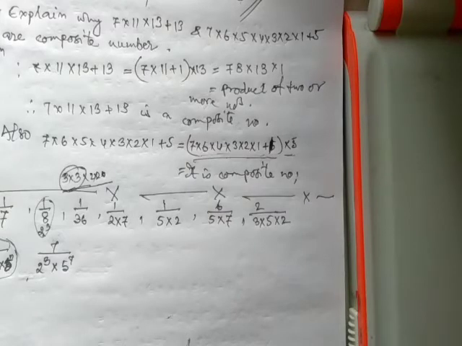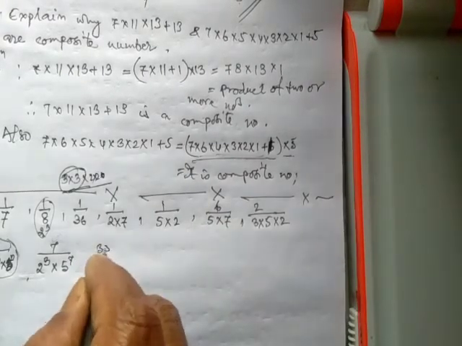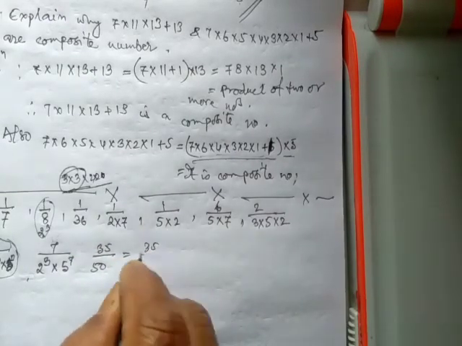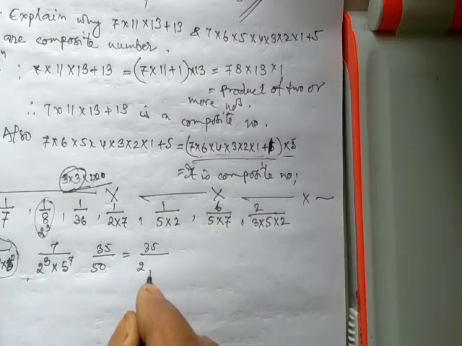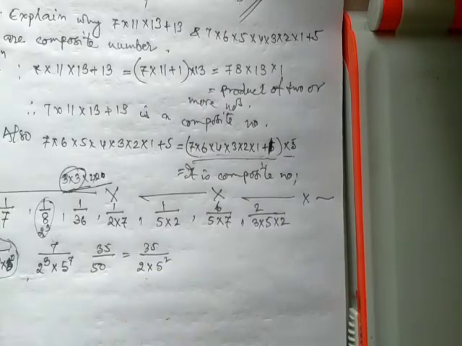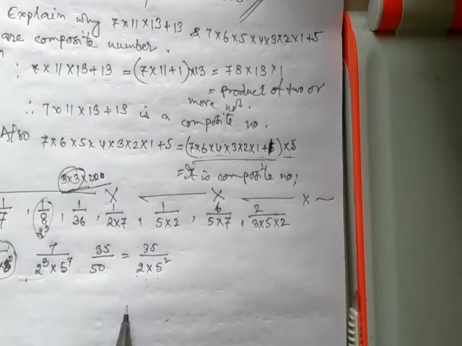So suppose 35 by 50, what is it? 35 by 4 into 25, that is 2 into 5 square. So it is terminating, 2 and 5 are present. That's all.